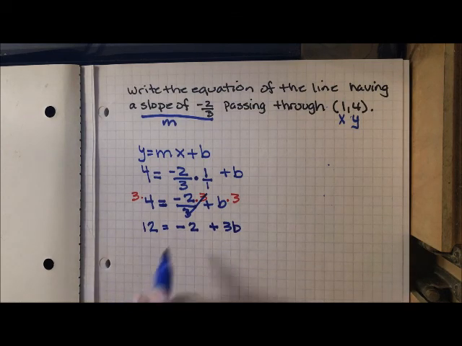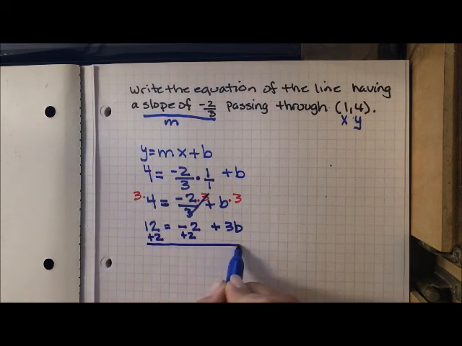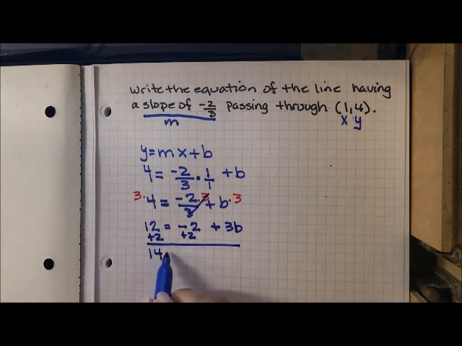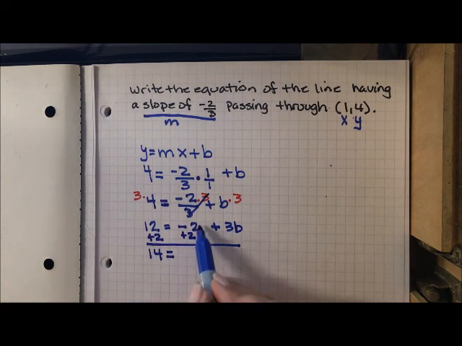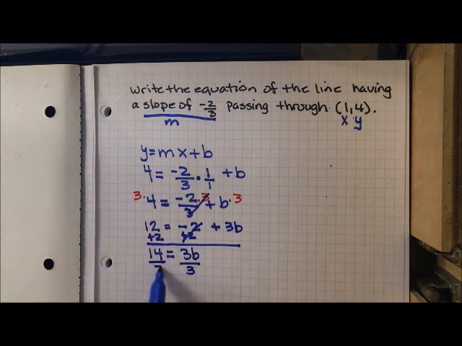We'll solve for b by adding 2 to both sides. And that gives me 14 on the left side. And on the right side, -2 plus 2 will cancel out, and it leaves me with 3b. Divide both sides by 3, and you get b equals 14/3.